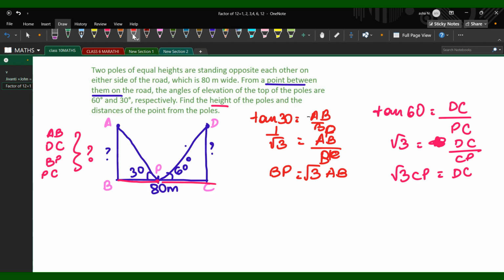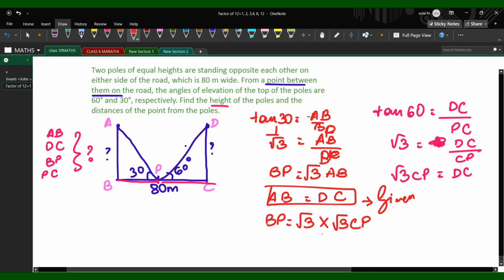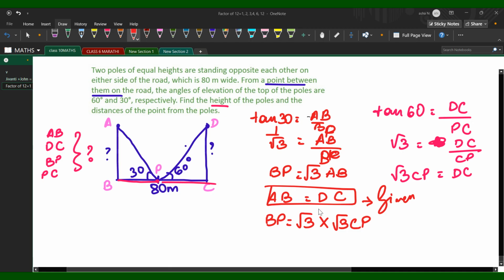We can substitute the value as well and find it out. AB is equal to DC. That is given in the question, that is the height of the poles. So in place of AB, BP is equal to root 3 into root 3 CP. We are substituting the value of AB with DC, which is root 3 CP. Clear?